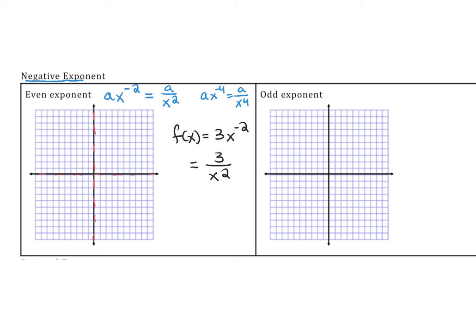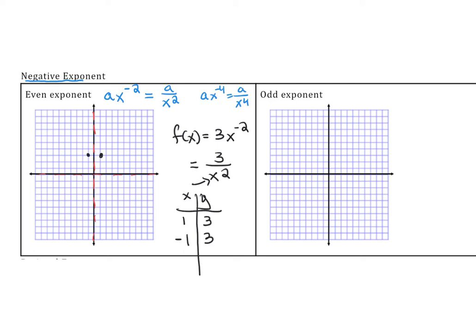So let's make an xy table and see what happens. All right, if I plug in 1, 1 squared is 1, 3 divided by 1 is 3. So right 1 up 1, 2, 3. What happens when I plug in negative 1? When you square negative 1, that goes to positive 1. So this is also 3. Negative 1 is also 3 up here.